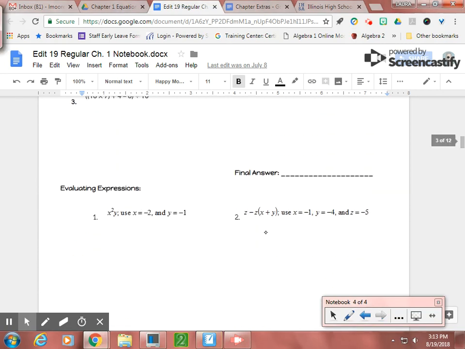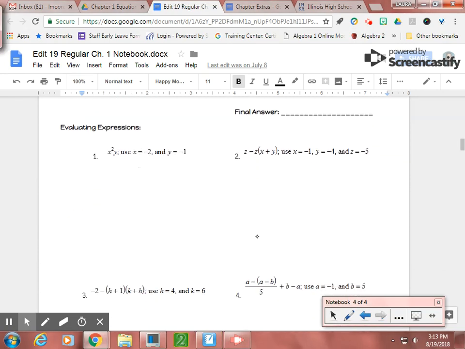So now let's go on to evaluating your expressions. This means that I want to plug stuff in and solve for it. Okay, so my x value is negative 2, my y value is negative 1, so we're going to plug that in. So negative 2 squared times negative 1. Okay, so this doesn't look right because right now you think you should be subtracting this. So here's what is important to this. 1, I need to put parentheses around here. And 2, I need to put parentheses around that.